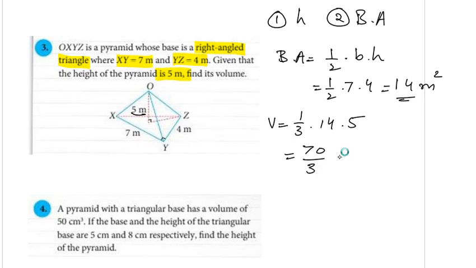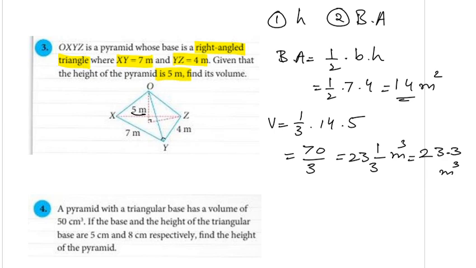So you need to convert this into a proper fraction, and its proper fraction will become 23 whole 1 over 3 meters cube, or else you can write this answer in a decimal form if you are allowed to use the calculator in your exam. So 23.3 meters cube will be the volume of this pyramid.